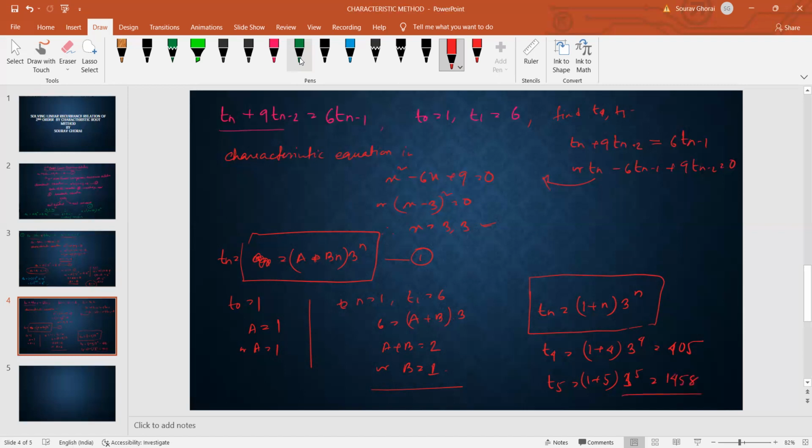So I hope you understand how to solve the system of linear equations by using the characteristic equation method.